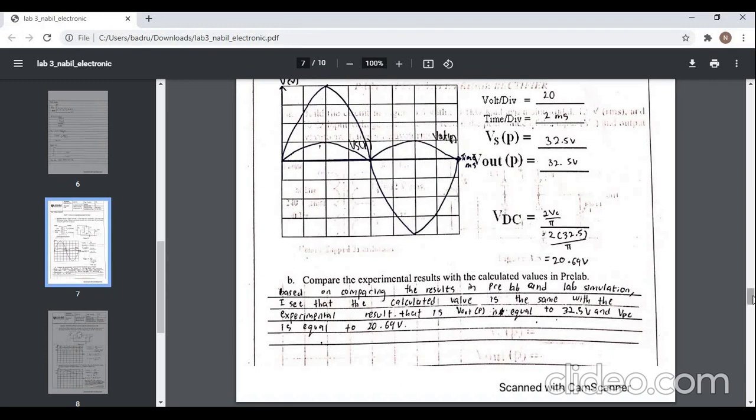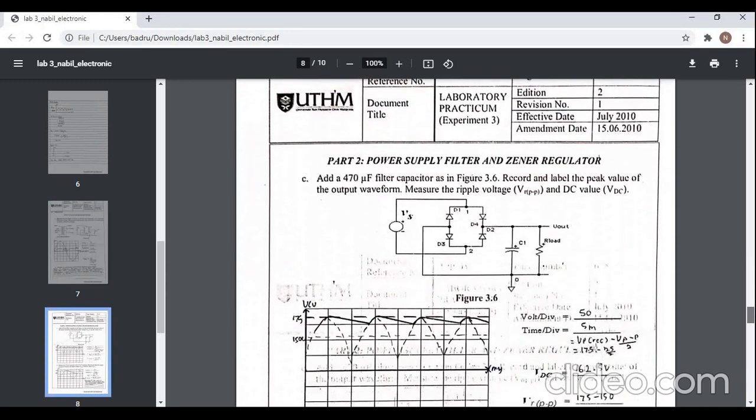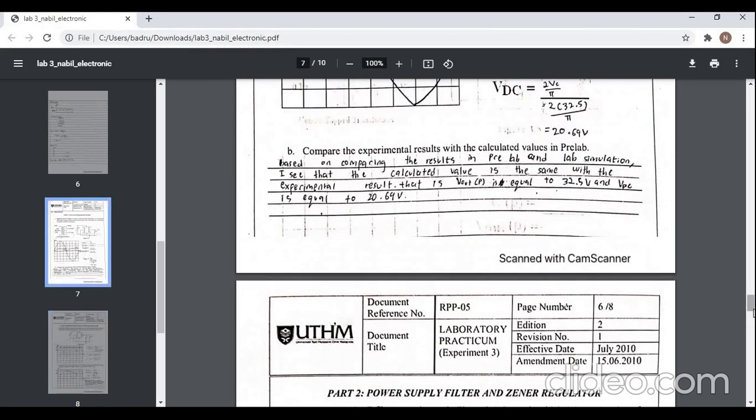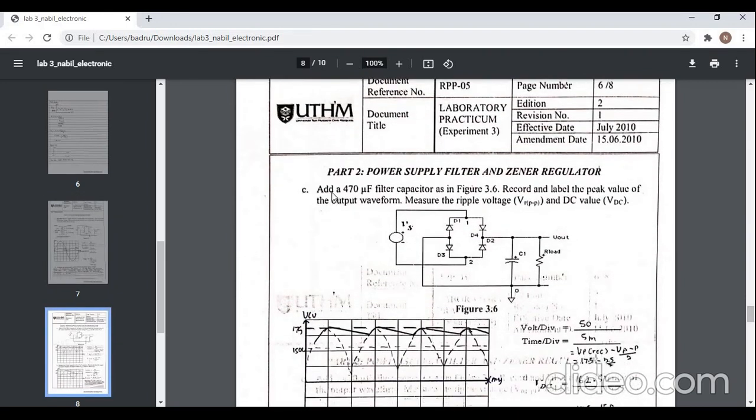So for our next question, part 2, power supply filter and Zener regulator. So this question asks us to add, okay, so for C, it asks us to add 470 filter capacitor as in figure 3.6 here, and record and label the peak value of the output waveform. Measure the ripple voltage and DC value.